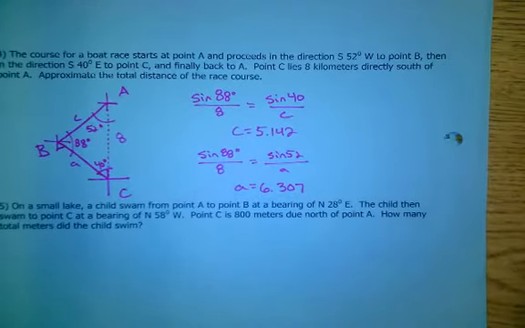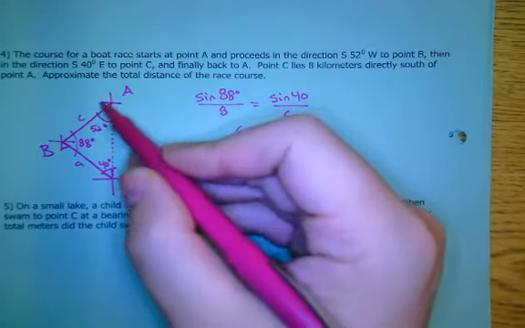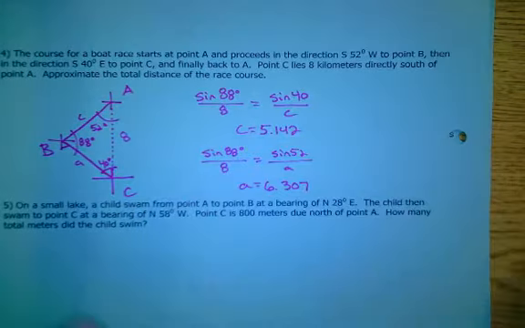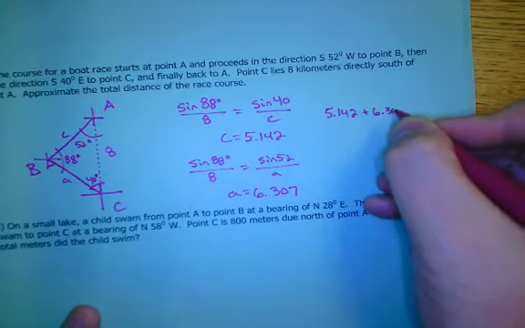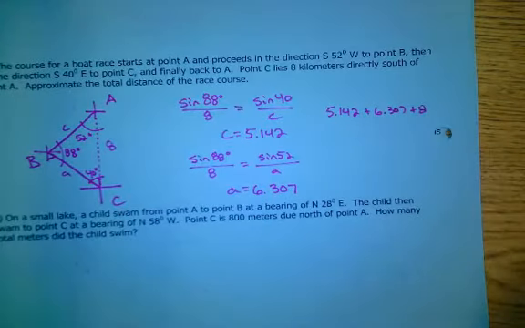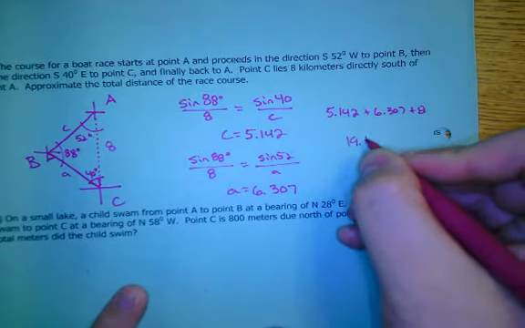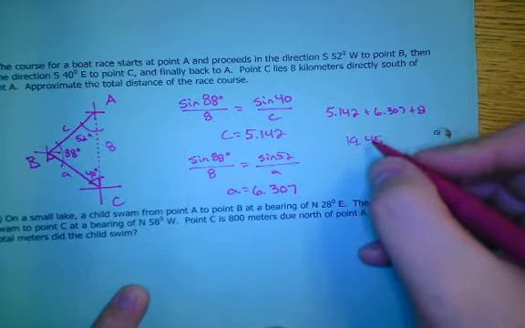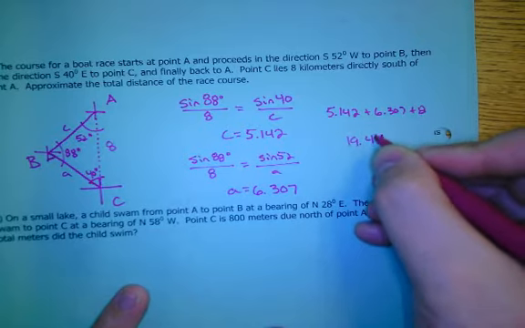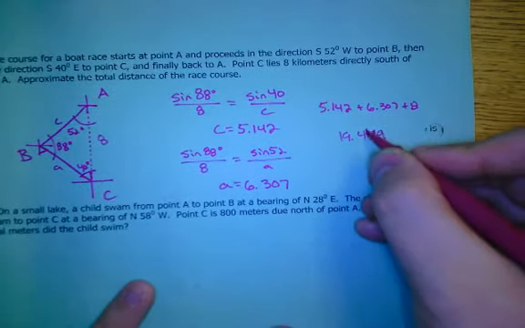Did I answer my question? What's the total distance of the racetrack? So they started here, went there, there, and back. So I need to add all those up. So I need to do 5.142 plus 6.307 plus 8. Gives me 19.449. Kilometers.